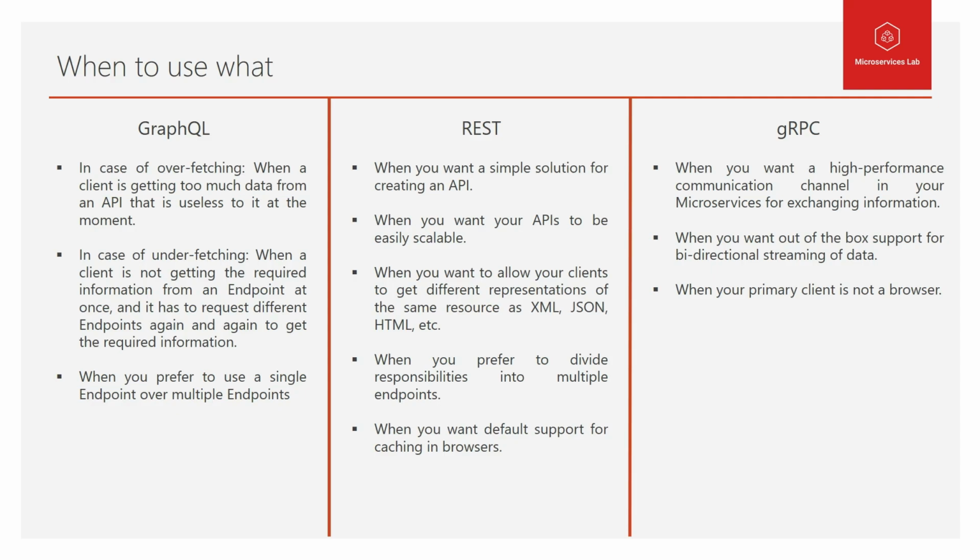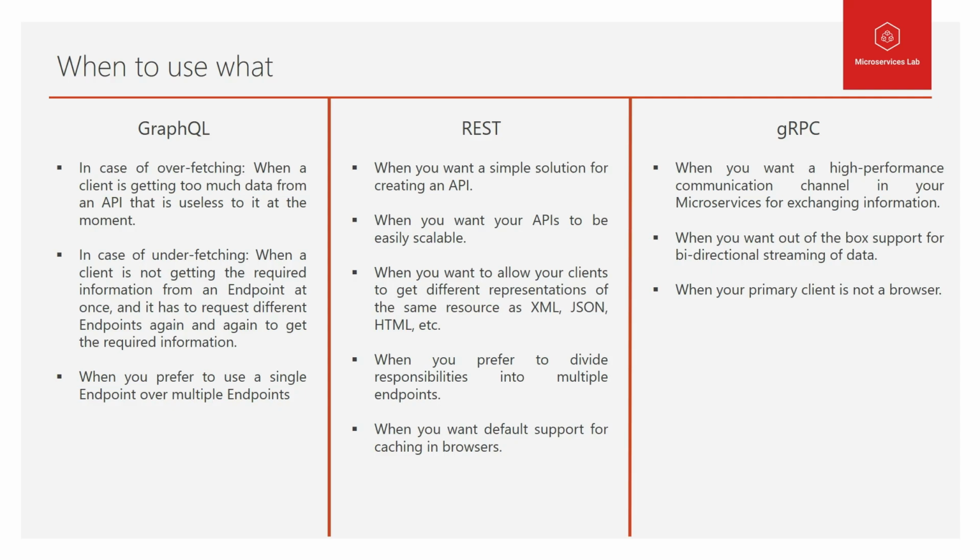In case of underfetching, a client is not getting the required information from an endpoint at once and it has to request different endpoints again and again to get the required information. As GraphQL provides us by default support for batching using the data loaders, there will be no condition such as underfetching with GraphQL. So GraphQL can be used where there is a problem of underfetching. When you prefer to use a single endpoint over multiple endpoints.